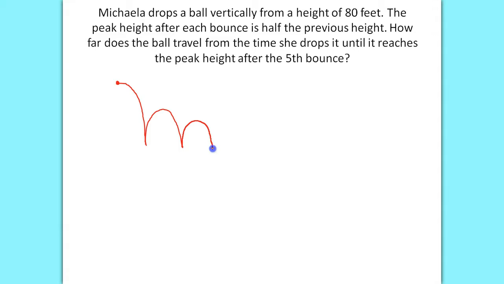And we want to know how far the ball travels until it reaches the peak height after the fifth bounce. So if you look right now, I only have 3 bounces. So we're going to have to go fourth bounce, fifth bounce. So this is the first bounce, second, third, fourth, fifth. And we want to know how far the ball travels from the time she drops it until it reaches the peak height after the fifth bounce.